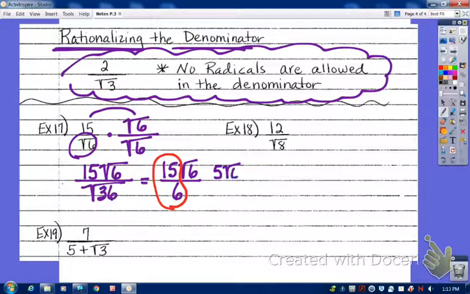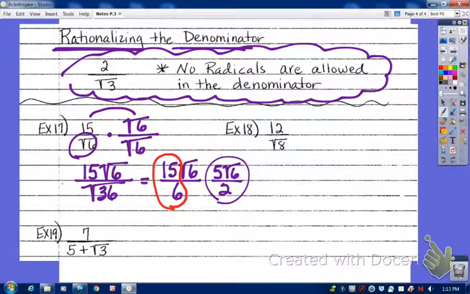5 square root of 6 over 2. Example 18, 12 divided by the square root of 8. We got a square root of 8 in the bottom, and we don't need a square root of 8. You could multiply the top and the bottom by the square root of 8 over the square root of 8. That would work, just like we did in example 17.